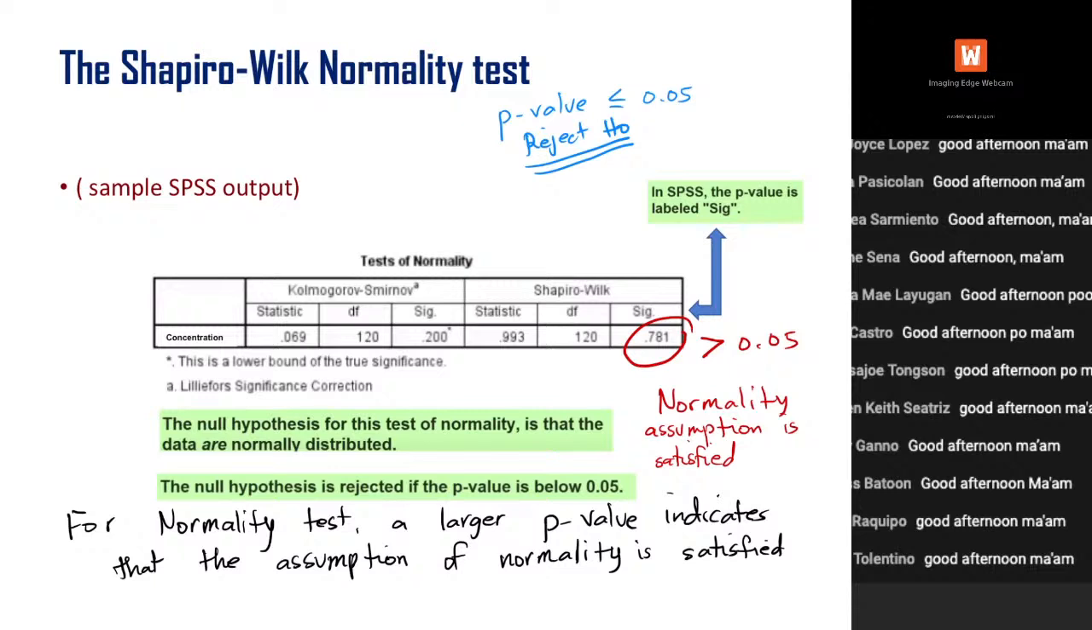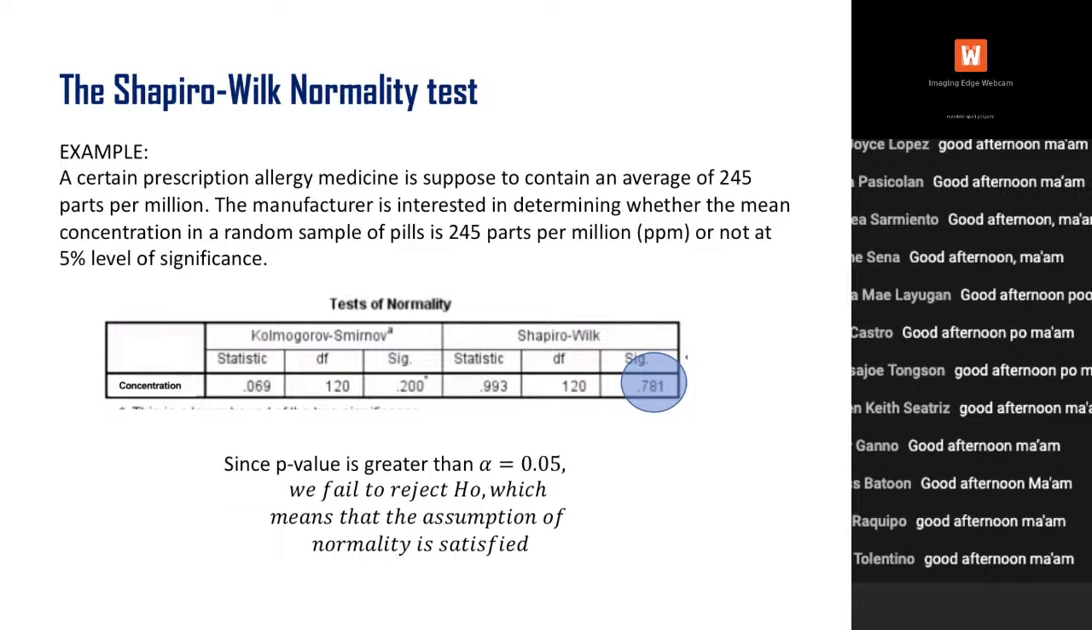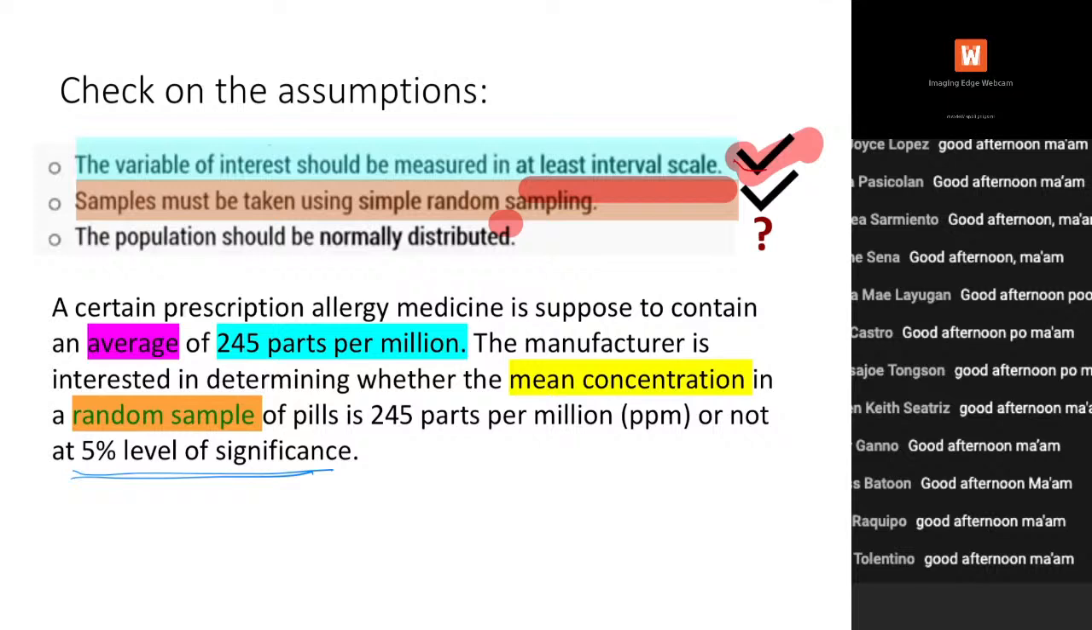So, tatlong assumption satisfied. Therefore, we can now proceed to t-testing. So, ready na tayo mag-t-test. Since p-value is greater than alpha, we fail to reject the null hypothesis, which means that the assumption of normality is satisfied. So, going back, tingnan natin yung tatlong assumptions. Okay na to. Random sampling and normally distributed. We now proceed to the parametric test, t-test. Okay, so paano na yan? T-test na tayo.